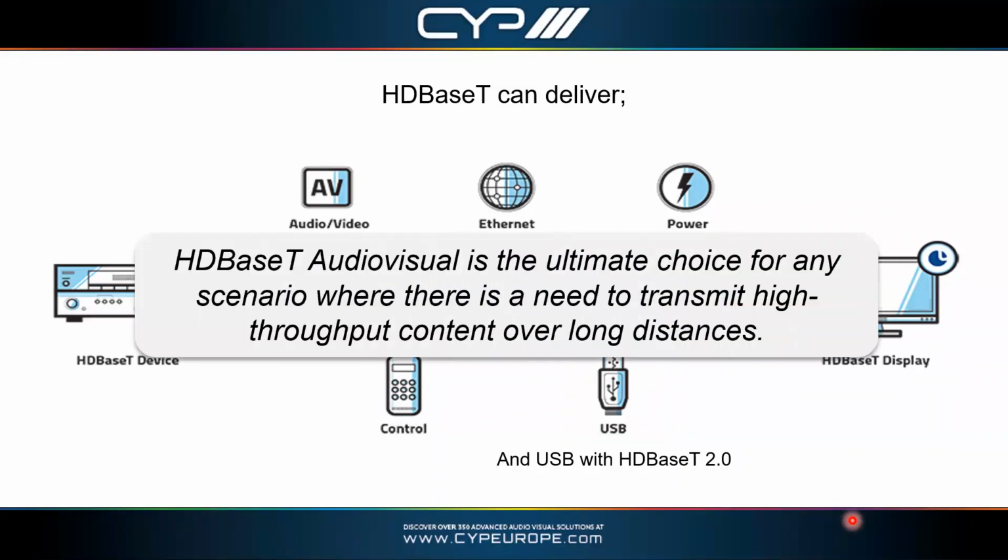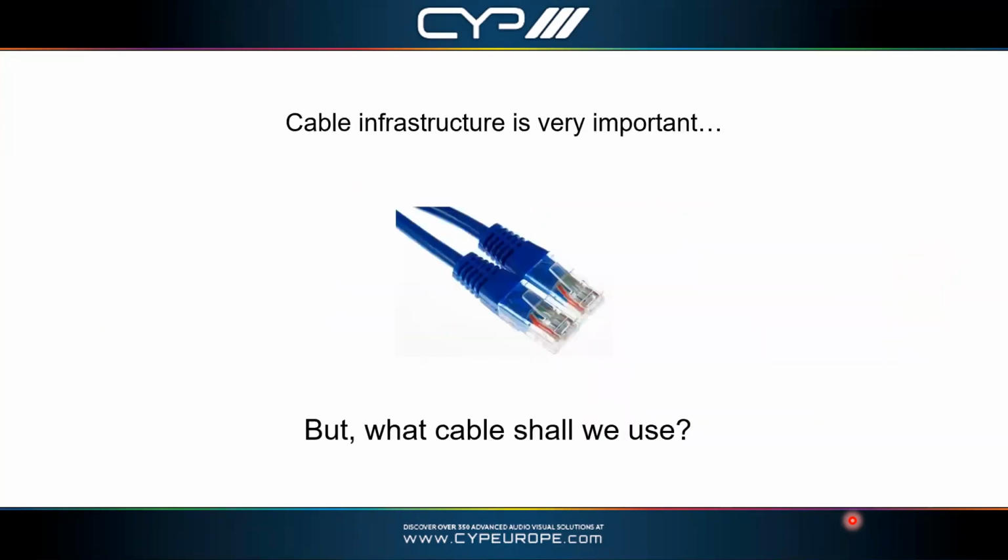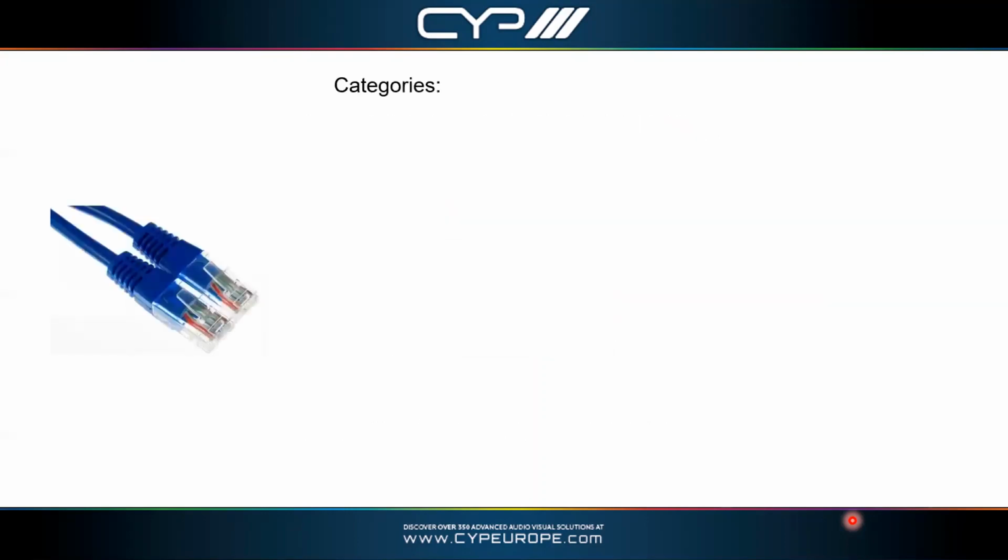So yeah, HDBaseT audiovisual is the ultimate choice for any scenario where you need high throughput content over long distances. So let's look at cabling. Obviously, cabling in an HDBaseT installation is incredibly important, and some might ask, what cable should we use? So we're going to go through some of the different types of CAT cables now.